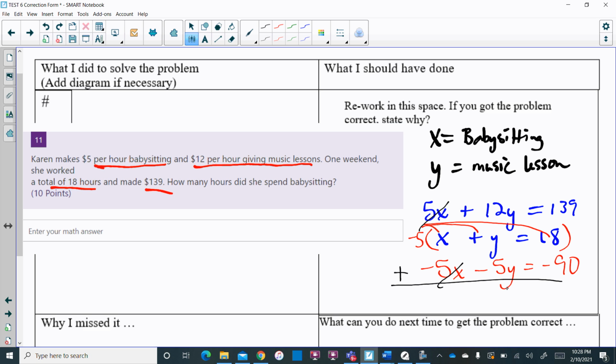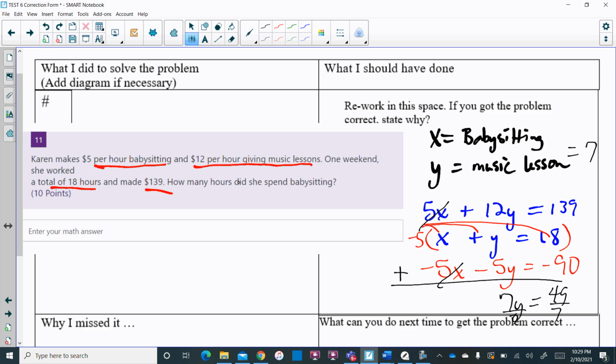12y plus -5y is going to leave me with 7y. And 139 plus the -90 is going to leave me with 49. And so then we're dividing by 7. So y, the music lessons, was 7.